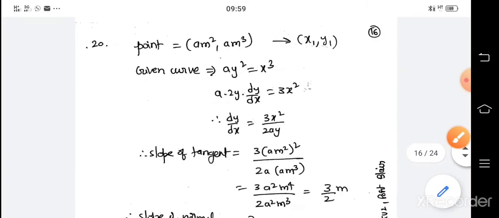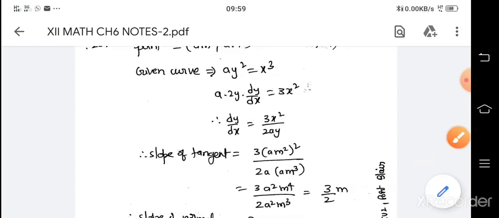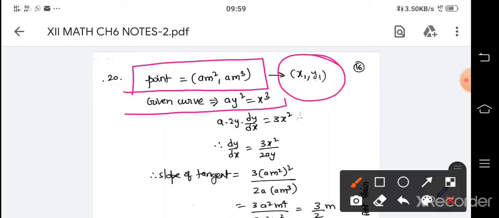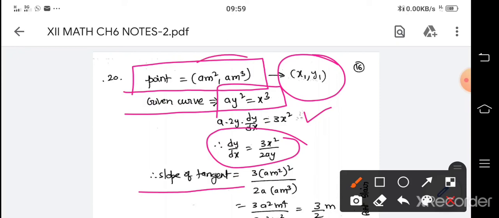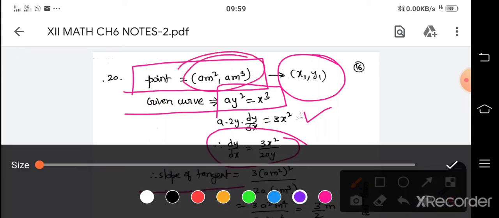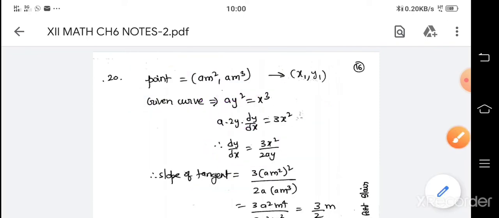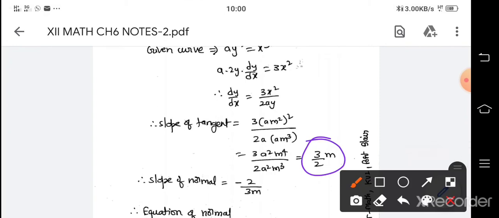Now, look, the point (am square, am cube) as x1, y1 they gave us. The given curve is a y square equal to x cube. We find dy by dx by differentiating on both sides. Then we get the slope of the tangent by substituting the point of contact that is given to us. By substituting this, you get the slope of the tangent. Then after simplification you get 3 by 2m as the slope of the tangent.